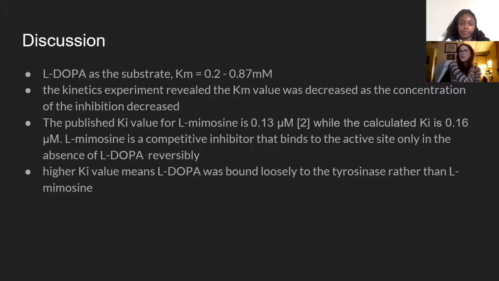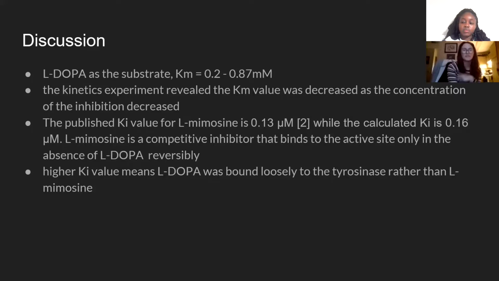So when L-DOPA is the substrate for tyrosinase, the Km is 0.2 to 0.87 millimolar. Based off of this kinetics experiment, we revealed that the Km values decreased as the concentration of the inhibitor was also decreased. The published Ki value for L-mimosine was 0.13 micromolar, and the value that we calculated off of our data for the Ki is 0.16. So L-mimosine is a competitive inhibitor.